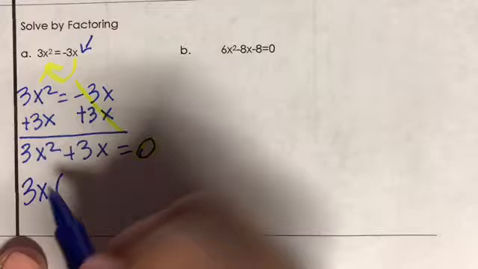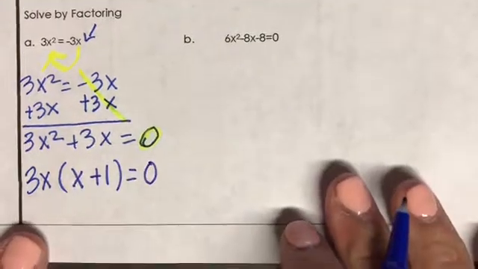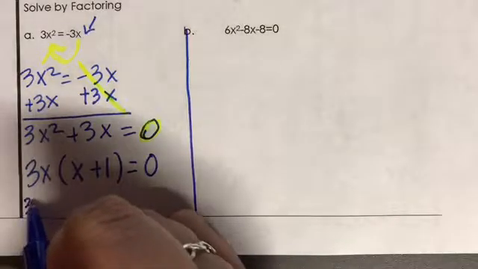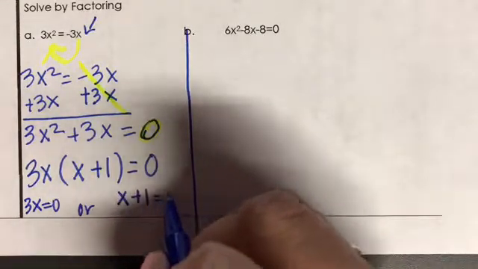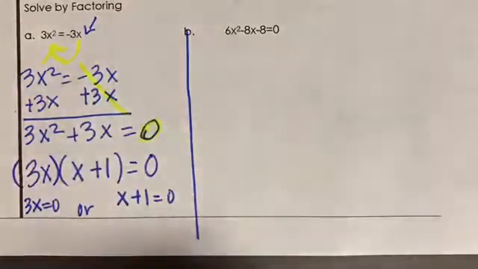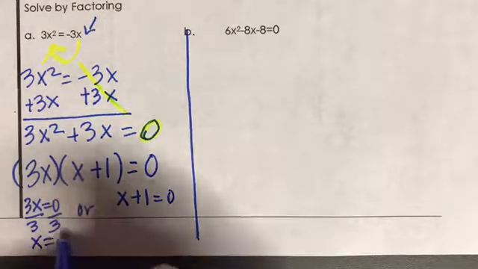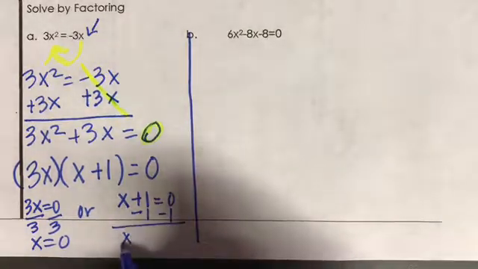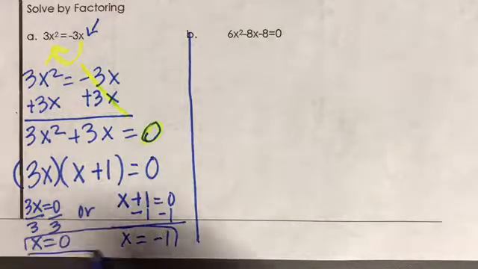Take out a 3x. I'm left with x plus 1. Both of them are equal to 0, and we are going to separate them. We're going to say 3x equals 0, or x plus 1 equals 0. If you like, we can also put this in parentheses. For the first one, divide both sides by 3, x equals 0. And for the second one, subtract 1 from both sides, x equals negative 1. And these are two possible solutions.